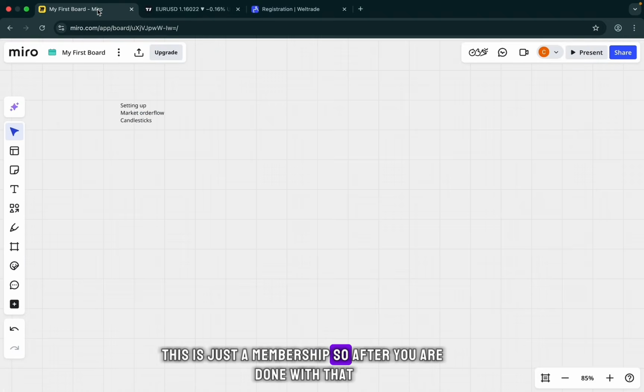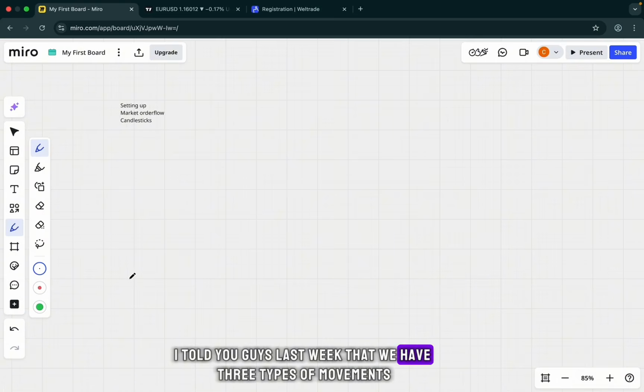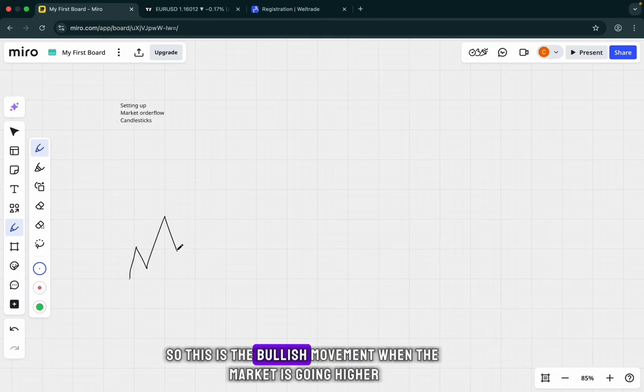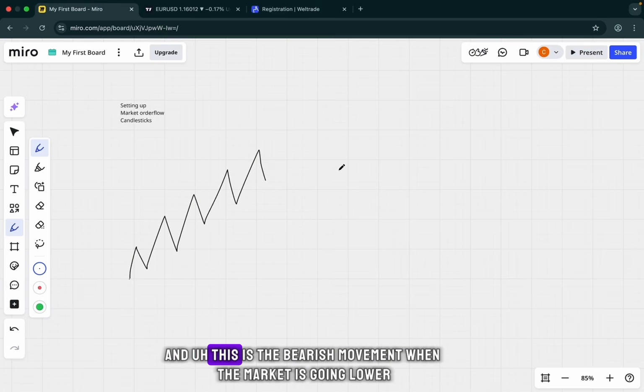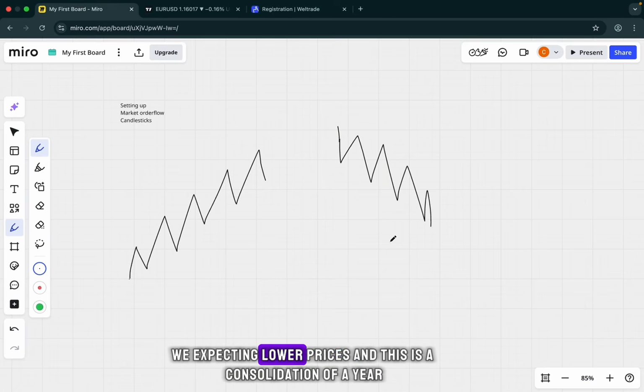After you're done with that, we want to get straight into the market order flow. Why does the market move, and where does the market move to? I told you guys last week that we have three types of movements. This is the bullish movement, when the market is going higher. And this is the bearish movement, when the market is going lower. When the market is going lower, we're expecting lower prices.